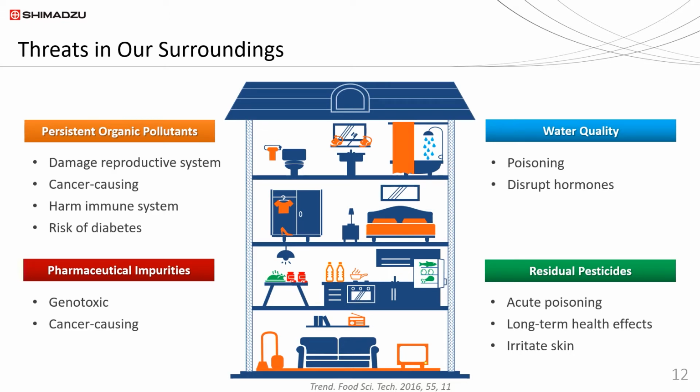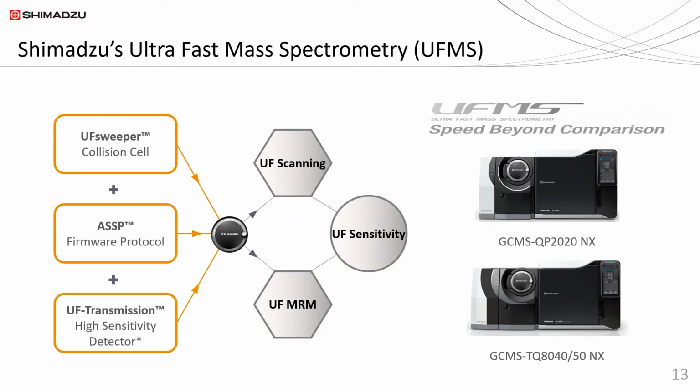Luckily for us, regulations are in place and respective national agencies are constantly monitoring the levels of these chemicals to protect us from overexposure. Routine analysis will benefit from Shimadzu's UFMS technologies, which stands for ultra-fast mass spectrometry. The UFMS technologies in Shimadzu GCMS include the UF sweeper collision cell, ASSP firmware protocol, and UF transmission high sensitivity detector. Together, this delivers ultra-fast analysis in scanning mode, MRM mode, as well as high sensitivity analysis.